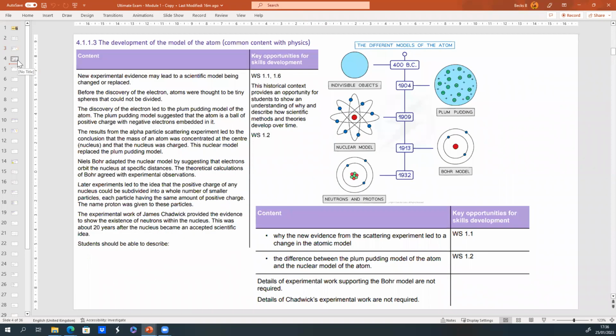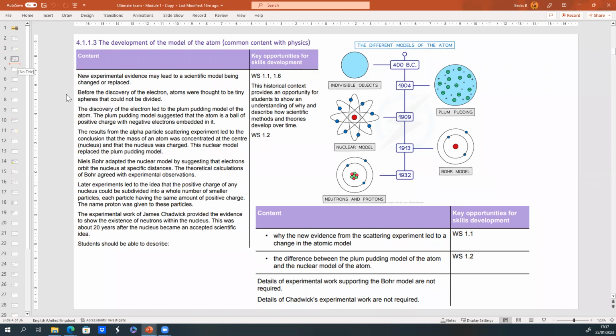Come on, let's play. And we're going to look at the development of the atomic model. So what do we start with? Hopefully this little infographic is bringing it back. We started with it being an indivisible object, a solid sphere. And then obviously now we know that we have a nucleus of protons and neutrons and the electrons orbit around the outside. So it's about how we got from thinking it was a solid sphere to where we are now.